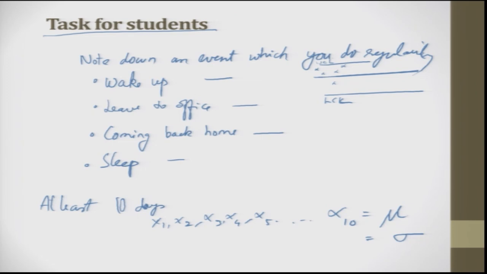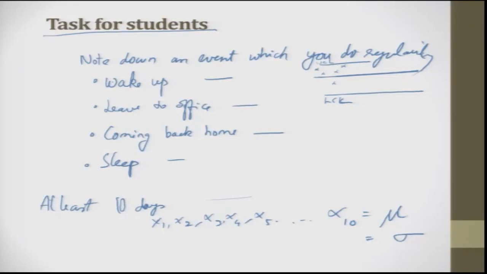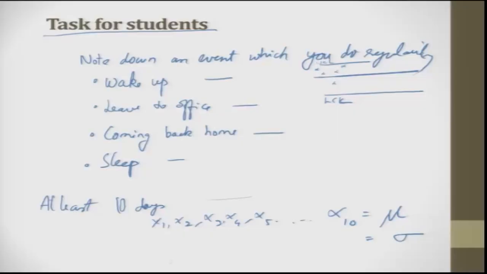See, now you look at it. By looking at this graph, you can backtrace and find out what all events happened, and by asking questions, you now know who is the culprit and how you have to improvise your system so that you can meet the productivity. So, please try to do it for four different events for 10 days, plot it, calculate the mean, then calculate sigma, then decide mu plus or minus 2 sigma, mu plus or minus 3 sigma. Now you can tell how consistent is your process of waking up, sleeping, coming back home or leaving to the office.